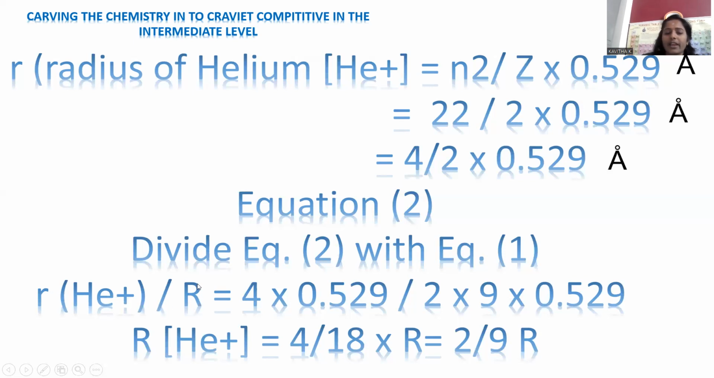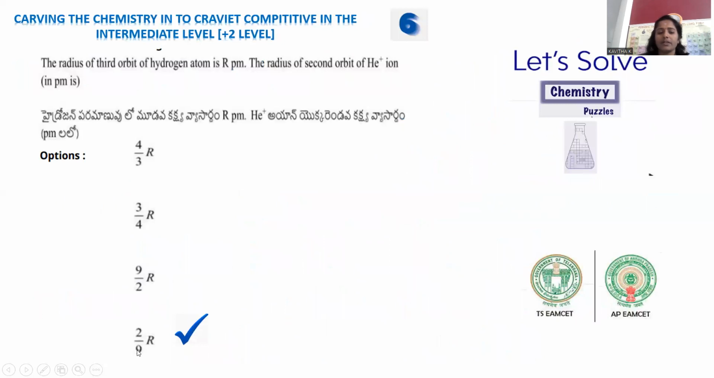Here in the denominator, we have R. R is nothing but the radius of the hydrogen atom in picometers. So the radius of helium is equal to R brought to this side, so it becomes 4 by 18 R. To simplify this term again, you can cancel out with the 2. 2 twos are 2, 2 nines are 9, and R remains: 2 by 9 R. The radius of helium plus is given by 2 by 9 R, that is provided in option D. For question number 6, option D will be the correct answer.